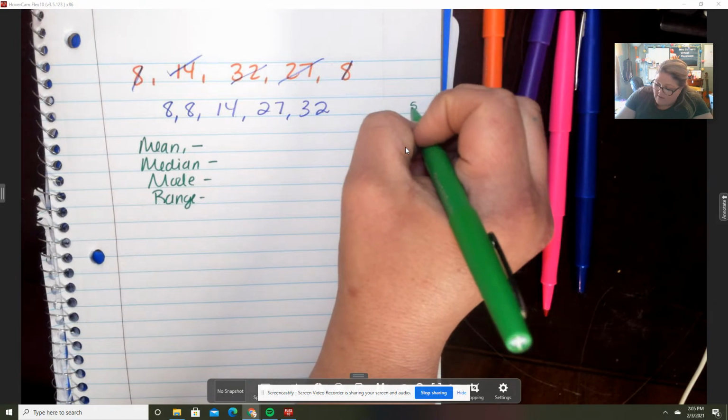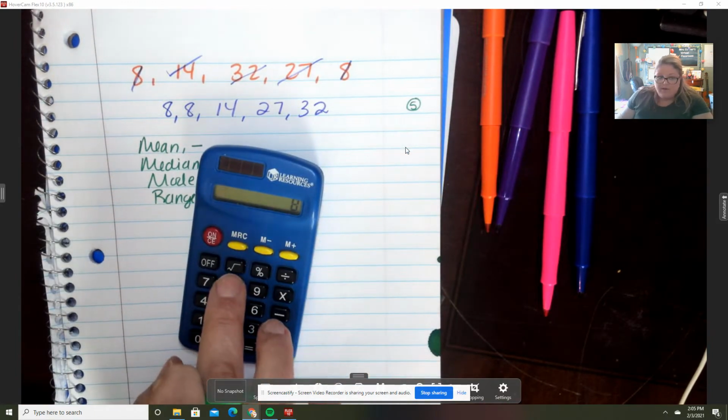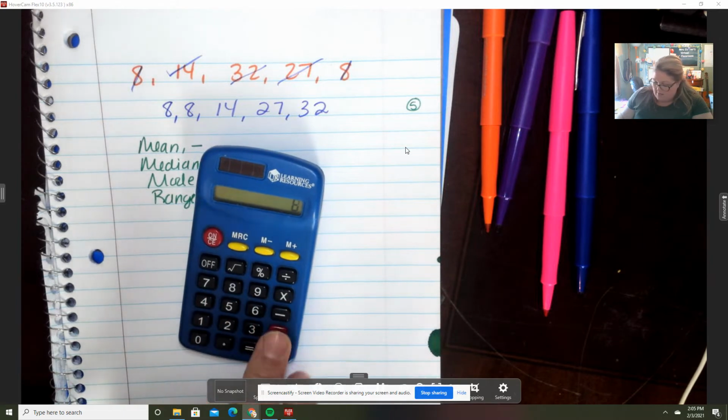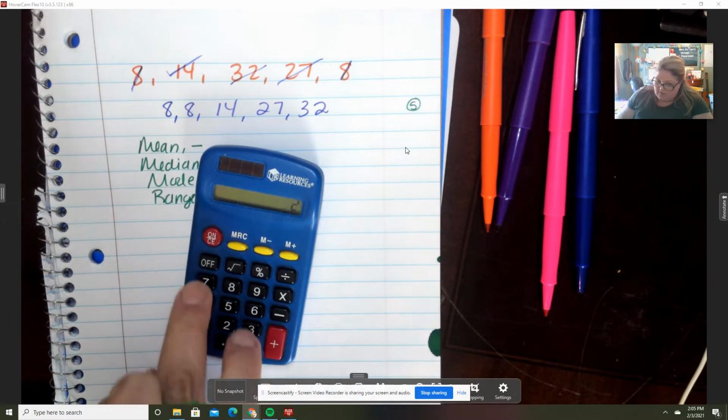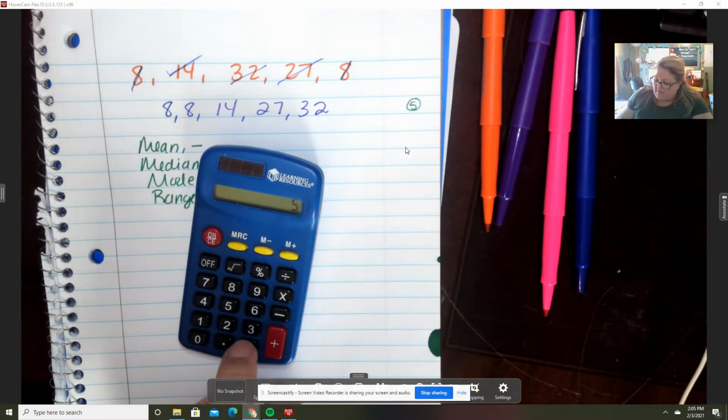So I have 5 scientific numbers in my set. I'm going to add those up. So I take my calculator. I block off the numbers with my fingers as I'm going: 8 plus 8 plus 14 plus 27 plus 32. Then I divide that by 5.